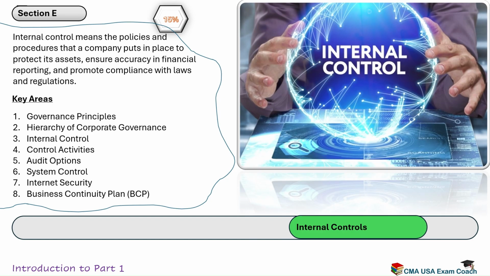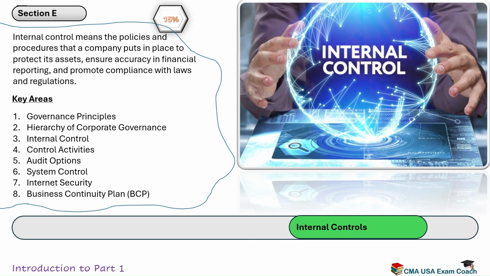Internal control. Now, internal control forms the foundation of this section. Think of it as a system designed to ensure that financial reports are reliable, operations are effective, and laws are being followed. For example, requiring 2 signatures on a payment is a simple internal control that prevents unauthorized transactions. The CMA exam often tests your understanding of internal control frameworks, such as COSO, which stands for Committee of Sponsoring Organizations of the Treadway Commission.